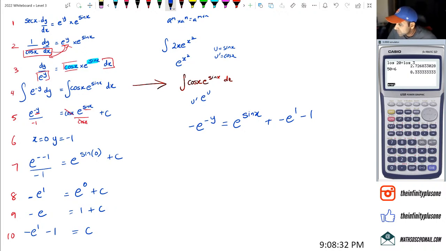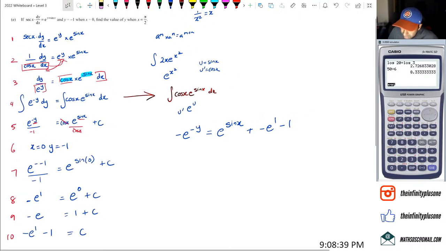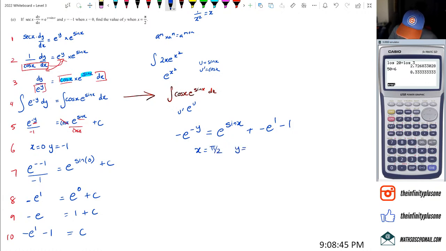From line 4 to line 5, I actually integrated there. So that's what I did. Okay, so now the question is actually asking, when x is equal to pi over 2, find the y value. So x is equal to pi over 2, what is the y value?